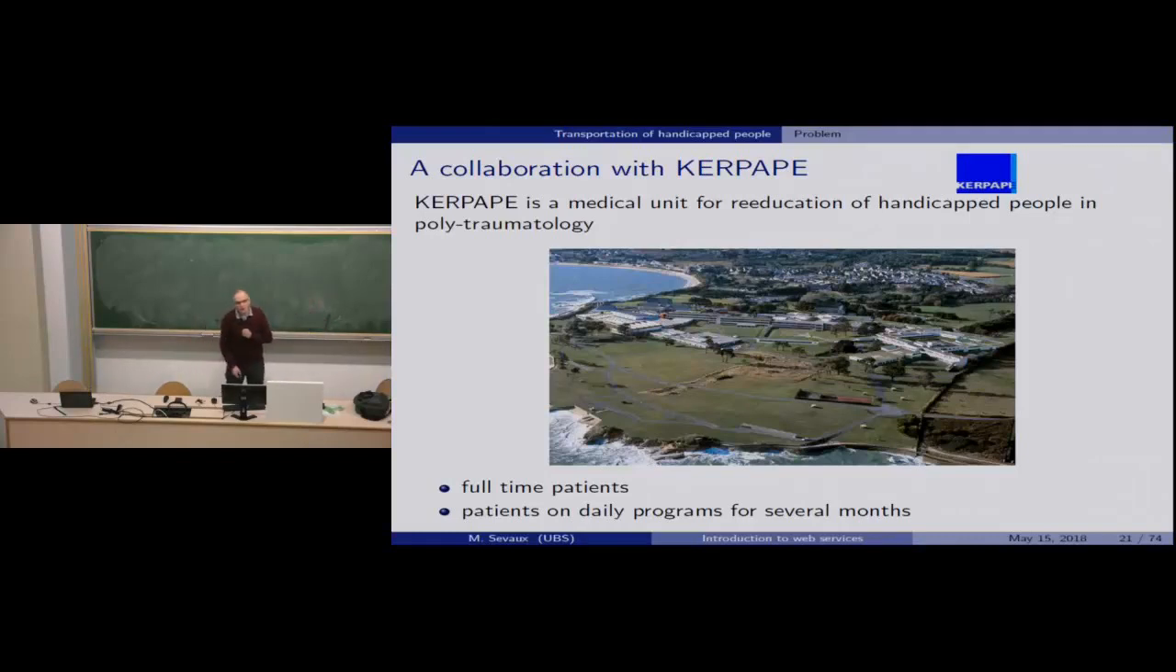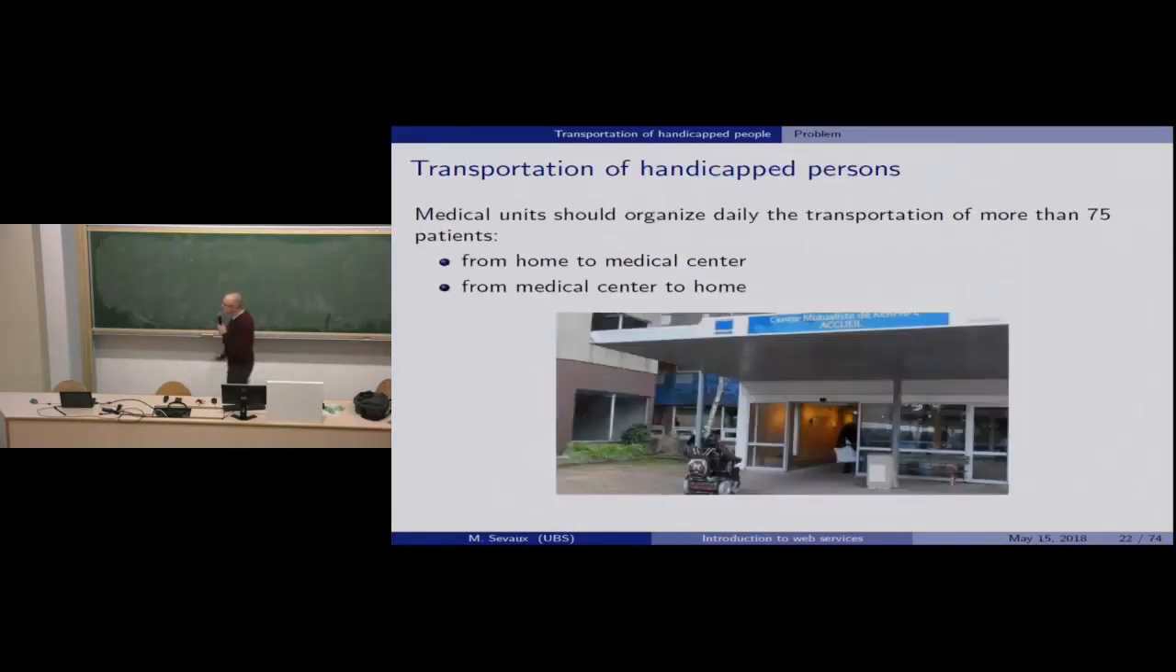In this medical unit, you have full-time patients who come for a very long time. Just after the accidents, they can stay up to 2 or 3 years in the medical center. And as soon as they are able to go back to their home, they are sent back home. But of course, they have daily treatment. So they come 2 or 3 days a week, or sometimes more, for several months, just for re-education. And of course, you have to organize the transportation of these people.